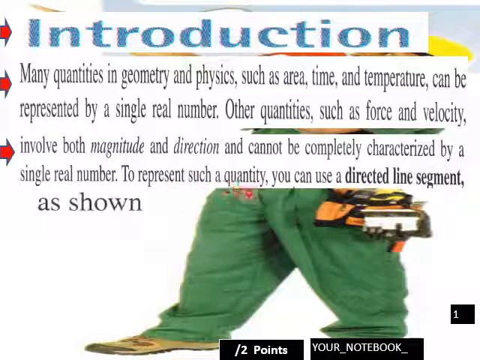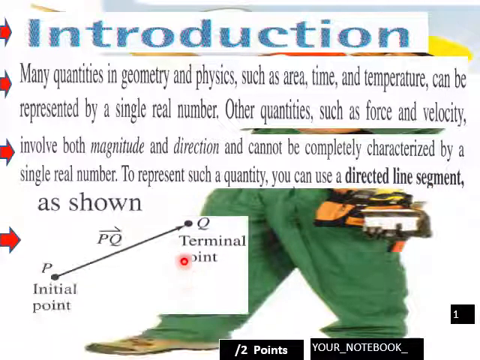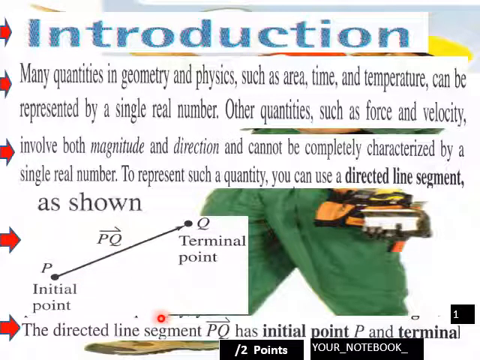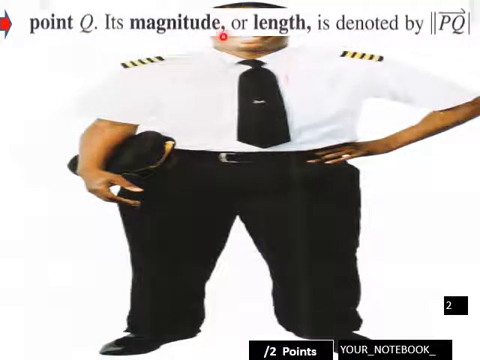To represent such a quantity, you can use a directed line segment as shown here. So this is the initial point and then a terminal point, and that's represented by this symbol here, PQ. And the directed line segment PQ has initial point P and terminal point Q. Okay, going into our second page here for your notebook entry, students.